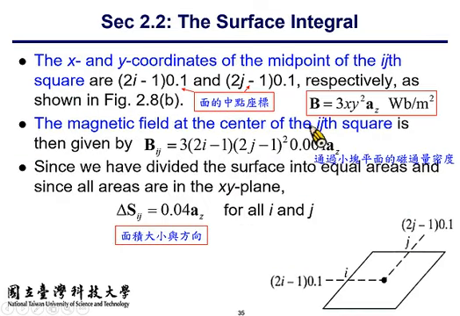Okay, so for an individual facet, the Bij at the center of the facet can be written as 3 times (2i minus 1) times (2j minus 1) squared times 0.001. Alright, so that's the magnetic flux density passing through the small facet. And the size of the facet is the same for these 25 regions, which is 0.04. And now they are all aligned to the positive z direction.